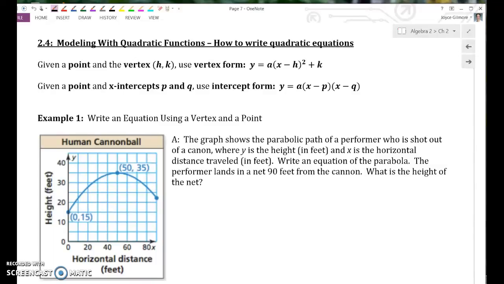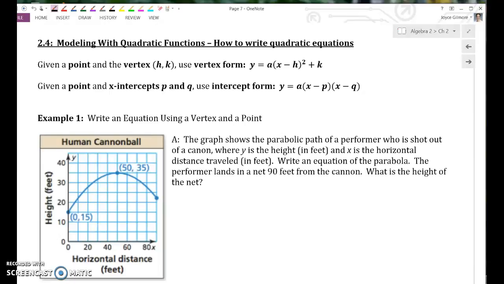Today we are going to model with quadratic functions, and the big thing that we're going to learn today is if we have a vertex and a point on the parabola, we can use vertex form to write an equation for the parabola. If we have a point and the x-intercepts on the parabola, we have enough information to write an equation for the parabola.